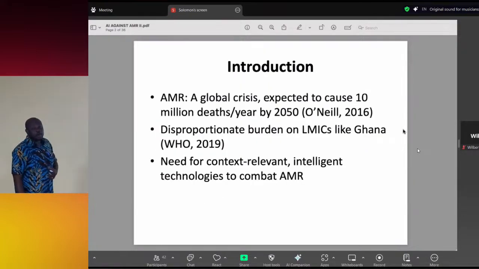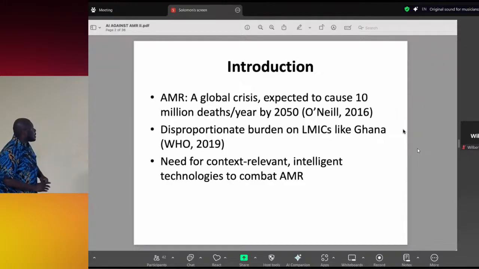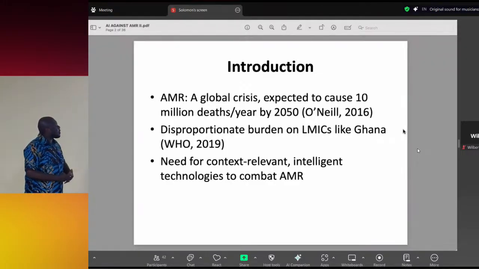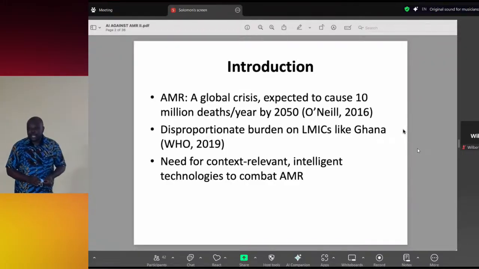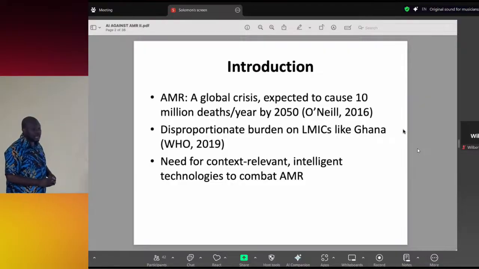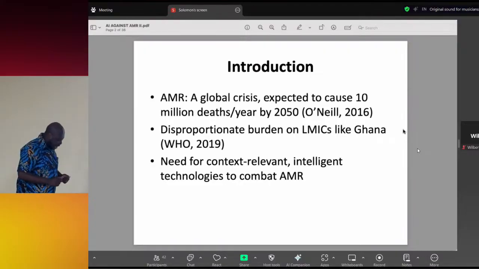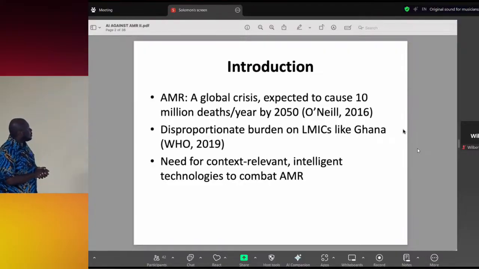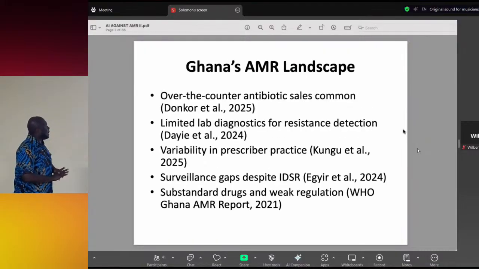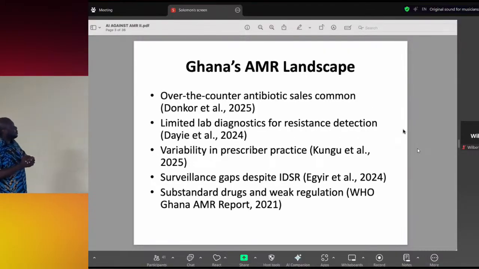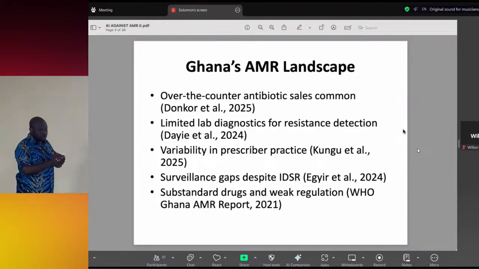So AMR, or antimicrobial resistance, as I rightly said, is a global crisis. It's expected to cause about 10 million deaths every year by the year 2050. The disproportionate burden of this is in lower and middle income countries like Ghana and some places in sub-Saharan Africa. And there's a need for context-relevant, intelligent technologies to handle this menace. Over-the-counter prescriptions count a lot towards these.